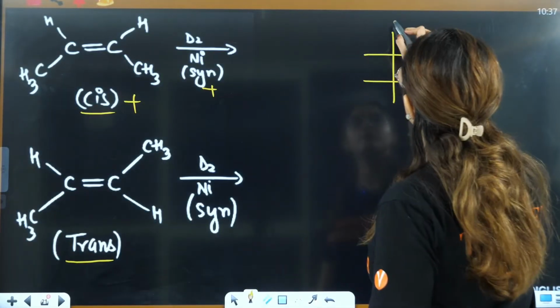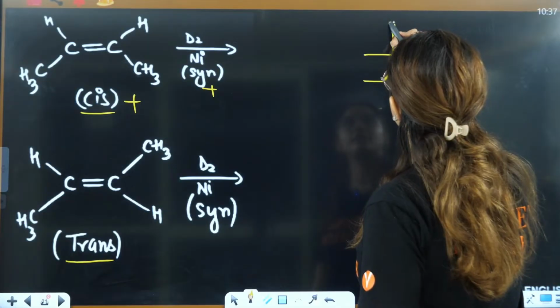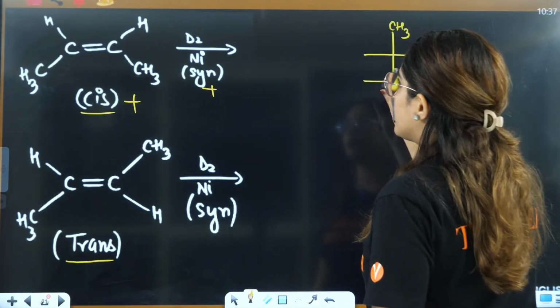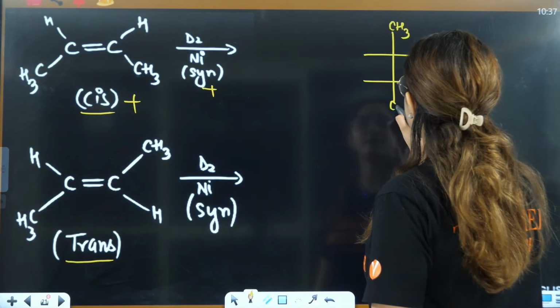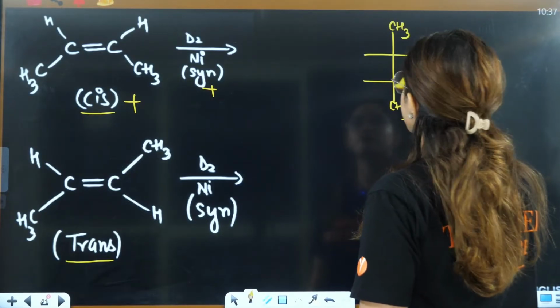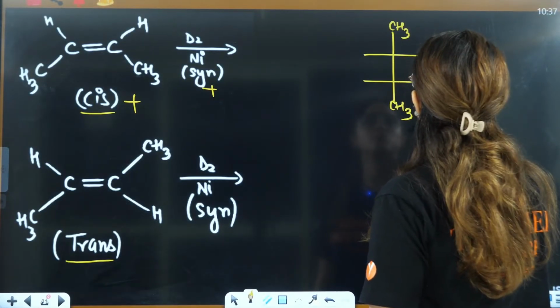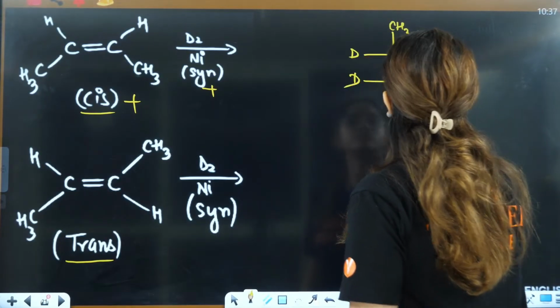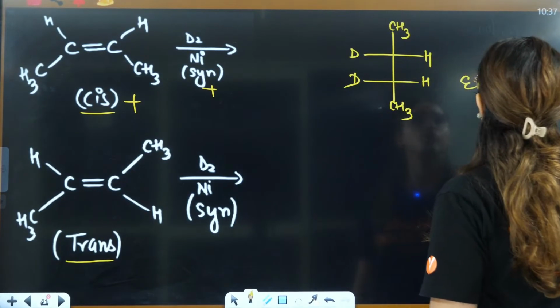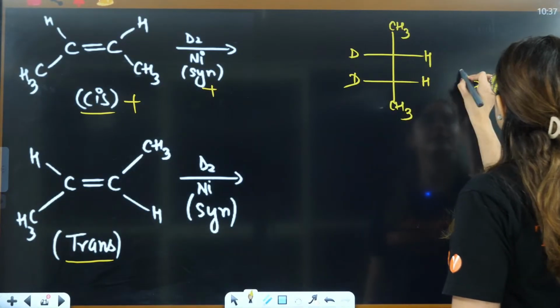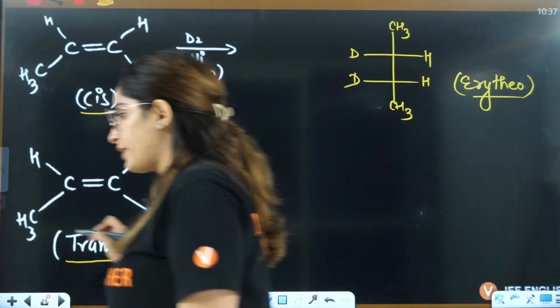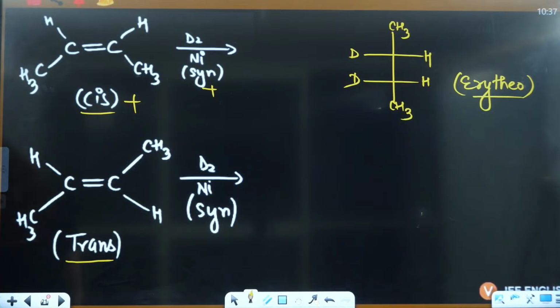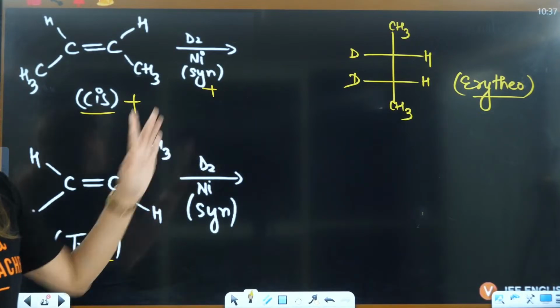To this carbon you have the attachment of one CH3 and one hydrogen, and you have added deuterium. So deuterium should be on the same side, because erythro product is formed. Erythro product is formed here.